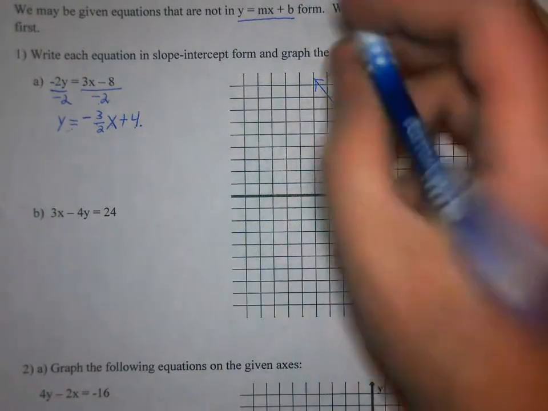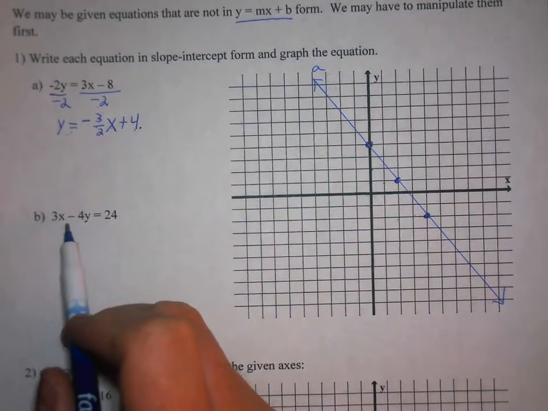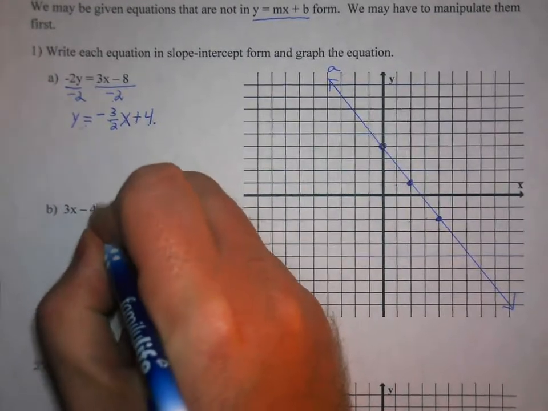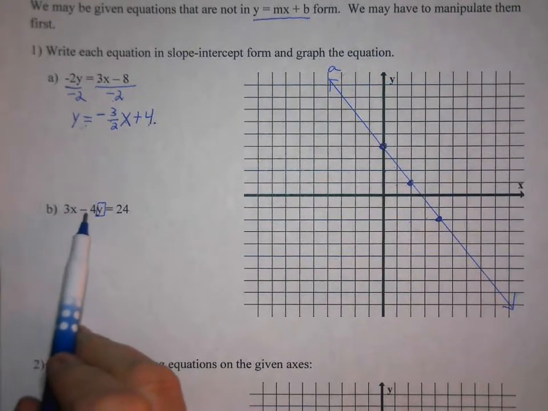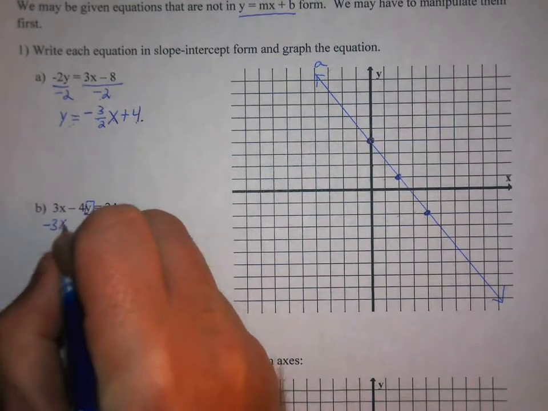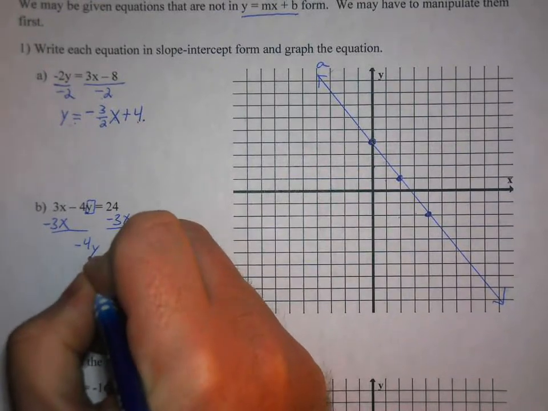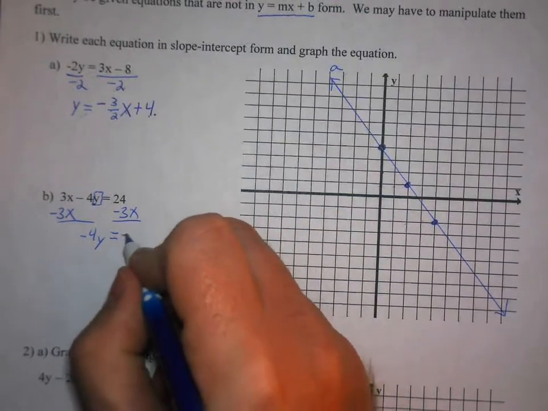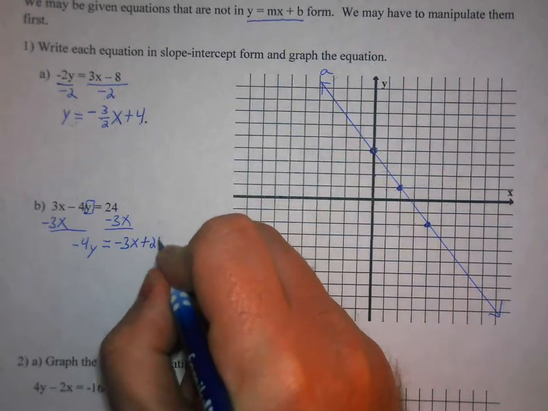Okay, on part B, we have 3x minus 4y equals 24. That one's a little bit trickier. We want to get the y value all by itself. So we have to get rid of the 3x and get rid of the -4. So we get rid of the 3x first by subtracting 3x on both sides. So -4y equals, I'm going to put the -3x term first because that'll keep the mx plus b form going.